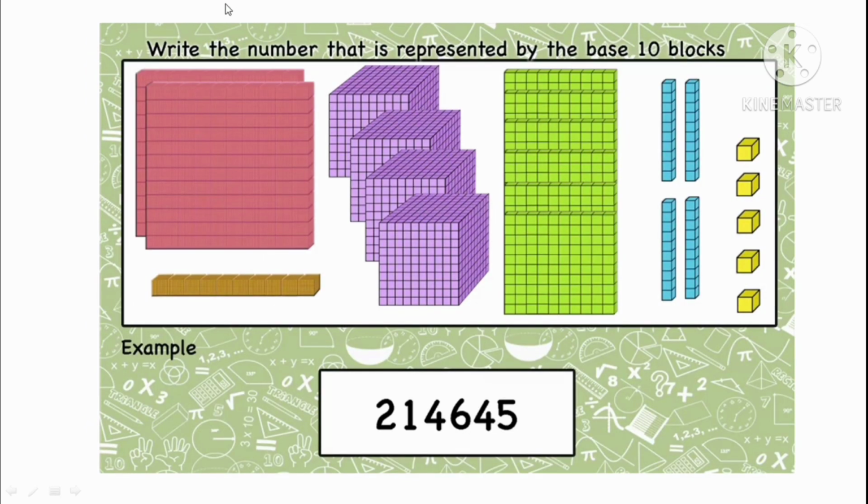As for the next example, it is the same as before, where the base 10 blocks each represent a place value, right? So the amount of these blocks is 214,645, whereas the hundred thousands here have two flats. The rods of cubes here represent 10,000 because it consists of 10 cubes here, and you can see it and determine it.